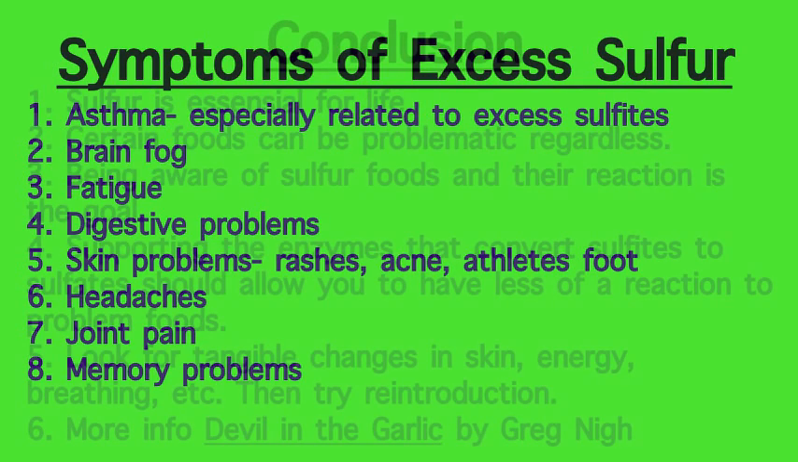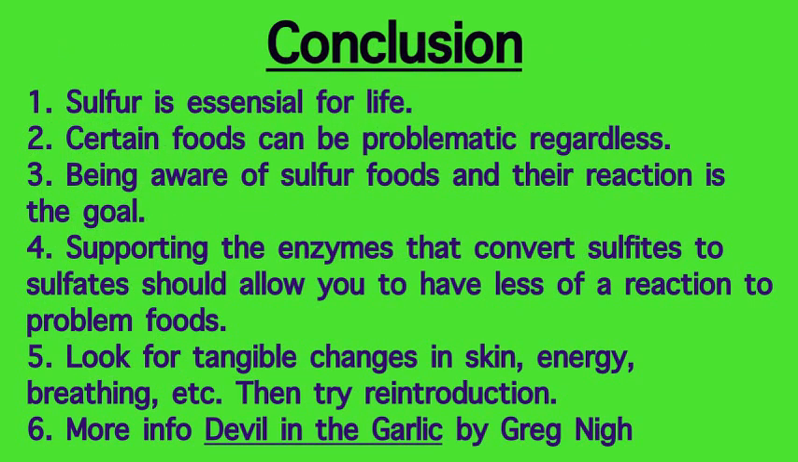And then the conclusion of this is sulfur is essential for life. So you're never going to do a zero sulfur diet, but some of the pathways needed to convert the sulfur can be messed up, so doing a lower sulfur diet for a while can be helpful. Certain foods can be problematic regardless, even if you do fix some of these pathways.